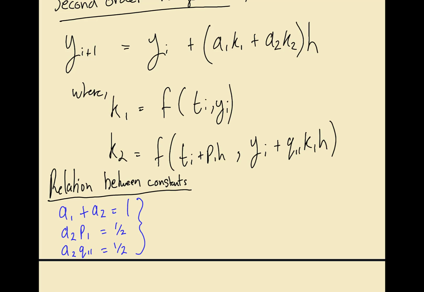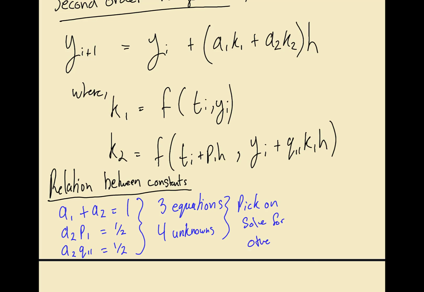So what we're going to have to do is give a value to a2 and then solve for the other variables. Why? Because we have 3 equations and how many unknowns? We have 4 unknowns, right? a1, a2, p1, q11. So 4 unknowns, and that's why we need to pick one and then solve for the rest. So you pick one, solve for the others, and in this case we're going to pick a2.